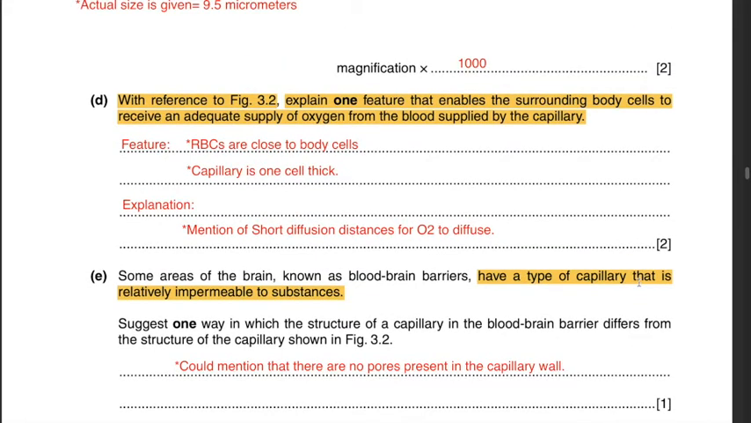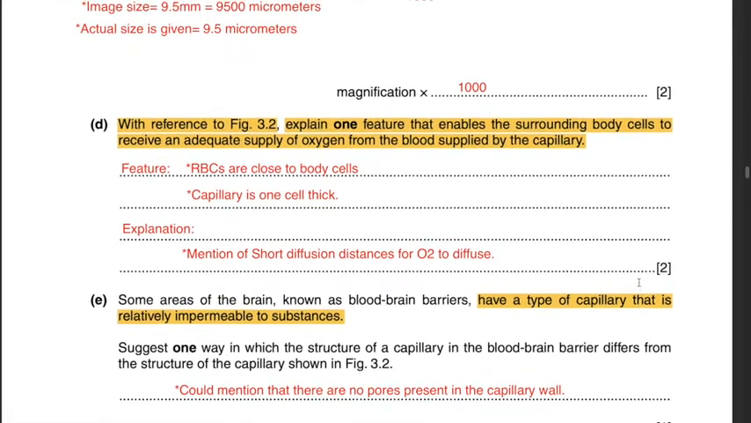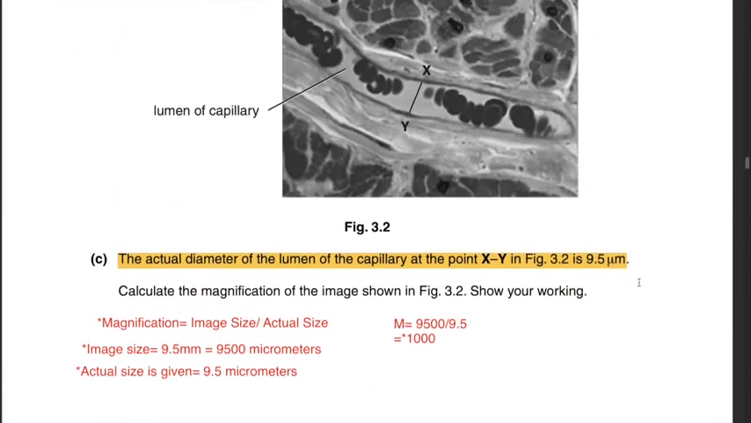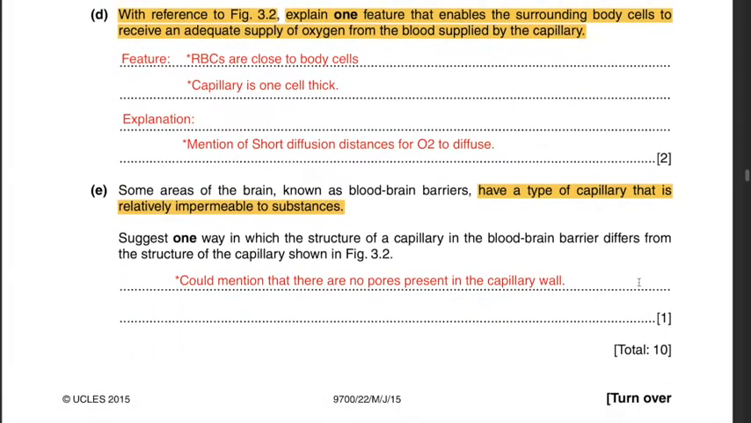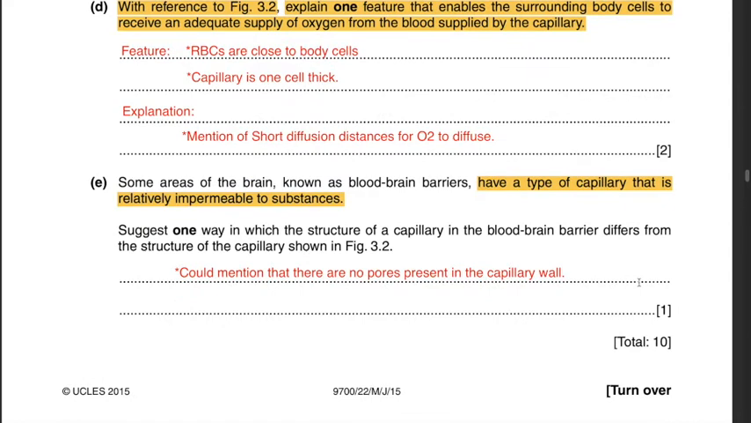The question mentions with reference to Figure 3.2. Therefore, if you look at Figure 3.2, you can see that the capillary is 1 cell thick, as well as red blood cells are very close to the body cells. Therefore, the features are red blood cells are close to body cells or capillary is 1 cell thick. The explanation that enables the surrounding body cells to receive an adequate supply of oxygen would be mentioning of short diffusion distances for oxygen to diffuse. The features are either of the two, and the explanation is short diffusion distance for oxygen to diffuse.